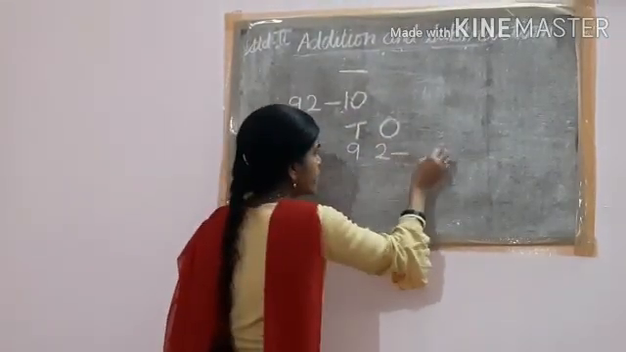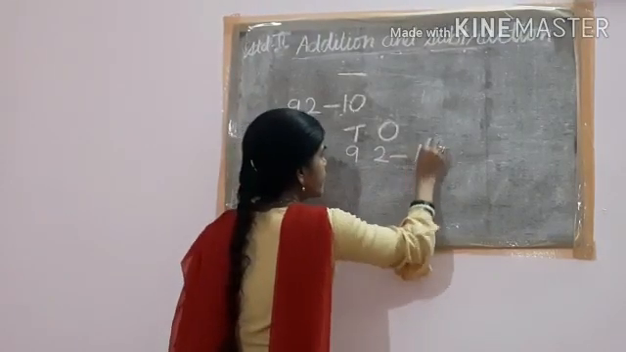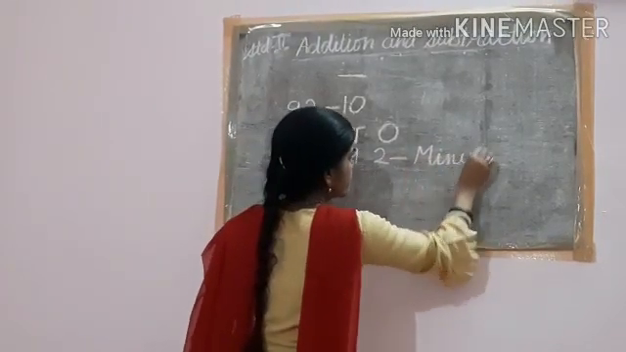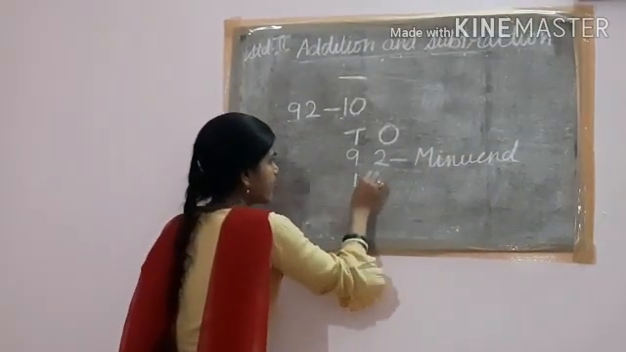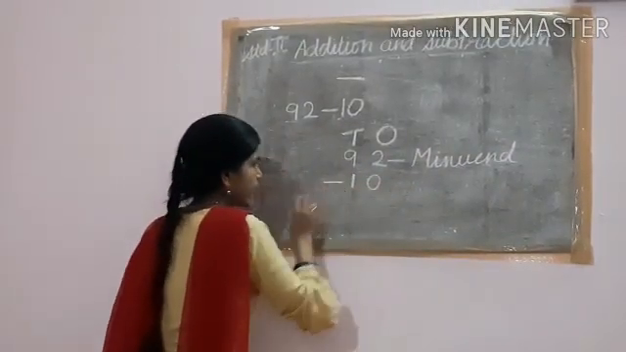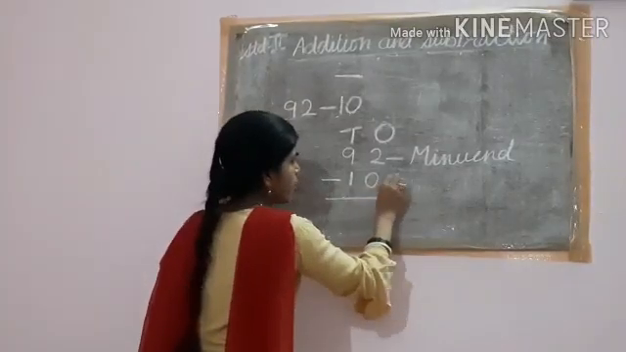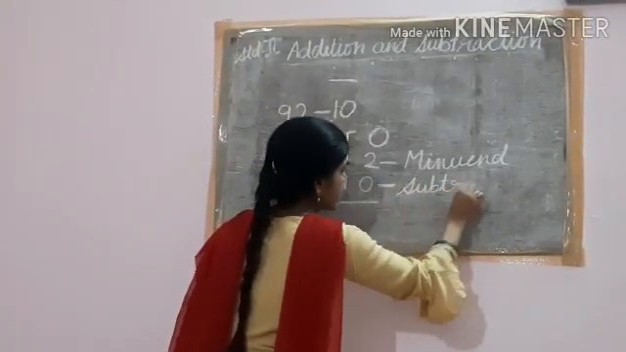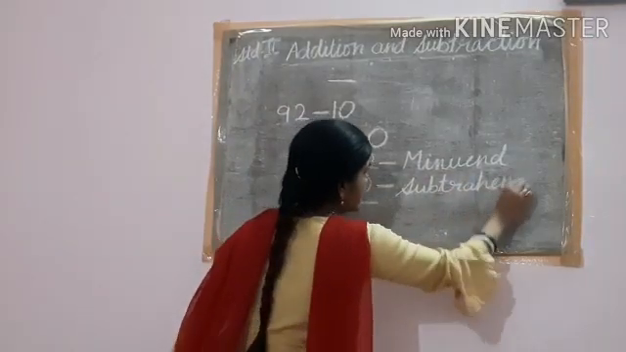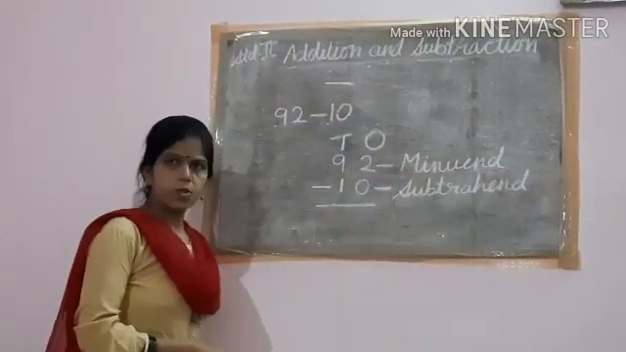And do you know, children, what we call that? That is called minuend. Minuend. And the smaller number below that is 10, and give the sign of subtraction. And the smaller number is called subtrahend. Subtrahend. And now you will solve it.